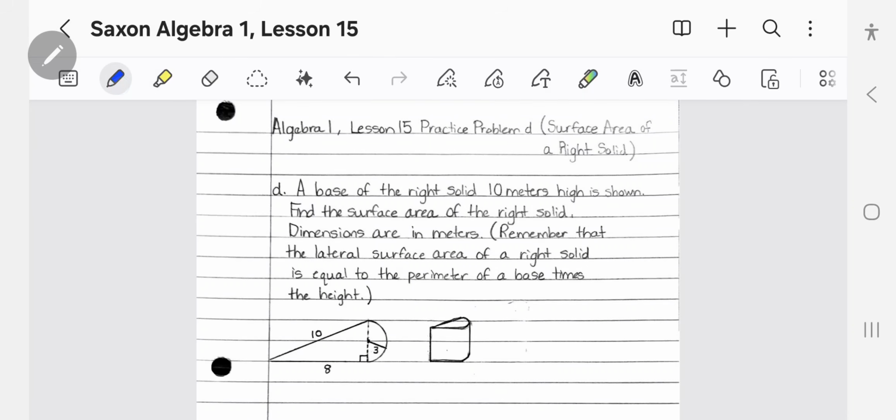Okay, so they're giving you a little reminder of your formula. They're saying lateral surface area is equal to the perimeter of the base, and then that's going to be times the height. The perimeter of the base, here's our base enlarged, would be all the way around, and then you would multiply that by the height.